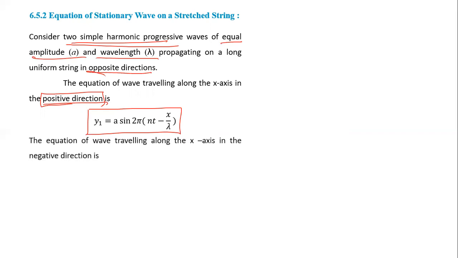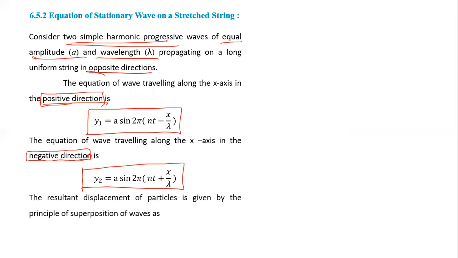In the second equation, the identical progressive wave traveling in the negative direction is given by y2 equal to a sin 2 pi (nt plus x by lambda). Plus means traveling towards the negative side. Now we have to consider the resultant wave. The resultant wave is the addition of these two, that is y equal to y1 plus y2. Now we substitute y1 here and this is y2.